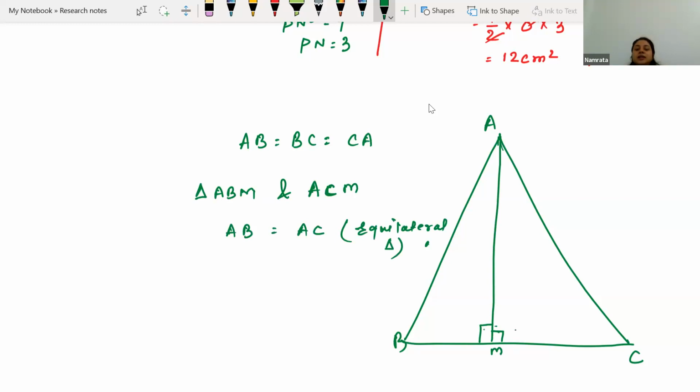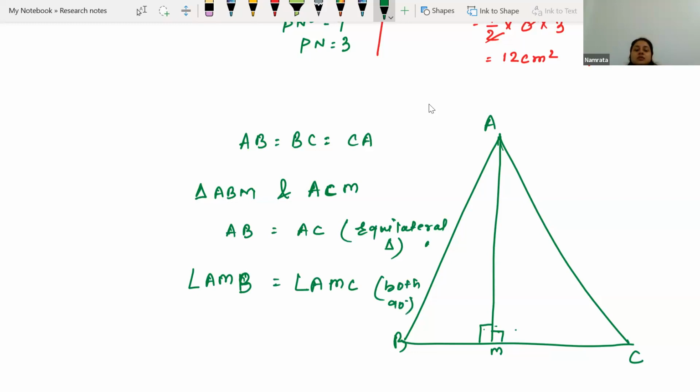Now here 90 degree, there 90 degree. So we can say angle AMB is equal to angle AMC. Both are 90 degree because we have dropped a perpendicular. Now what else is the same?